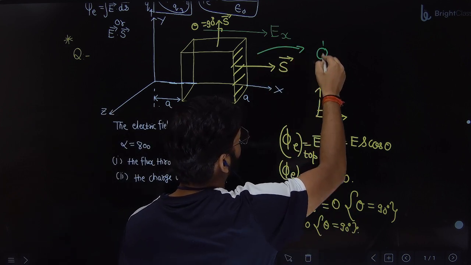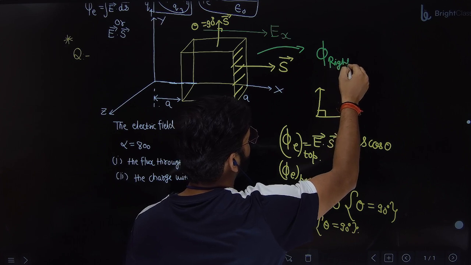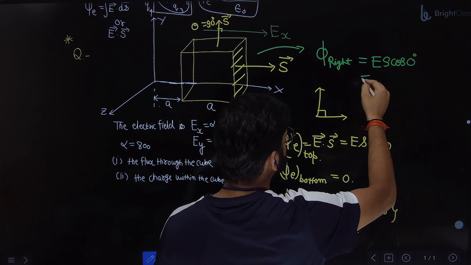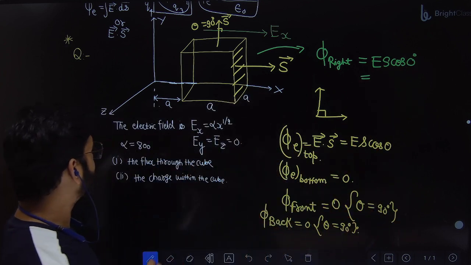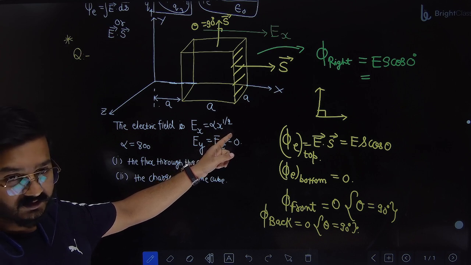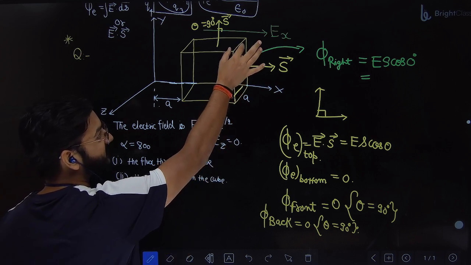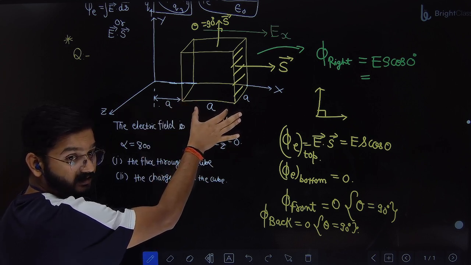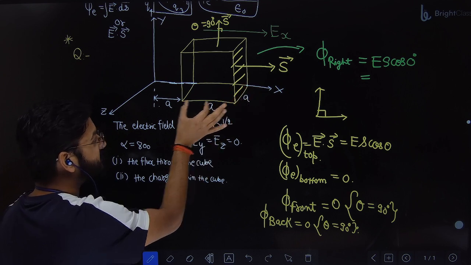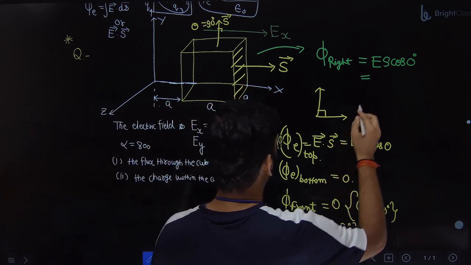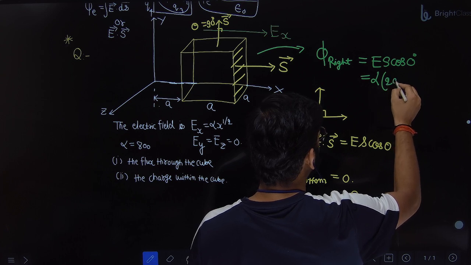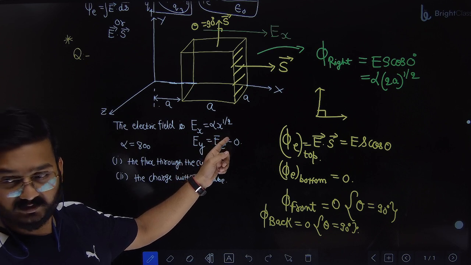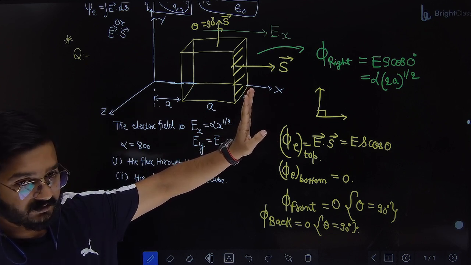So for the right surface, I will write E S cos theta. So theta is 0, cos 0 is 1. So what is the electric field? Alpha into x to the power 1 by 2. So for this surface, what is x coordinate? A plus A, 2A. The x coordinate of the right surface is A plus A, 2A. So what will I write? Alpha into 2A to the power 1 by 2. Electric field alpha x to the power 1 by 2.